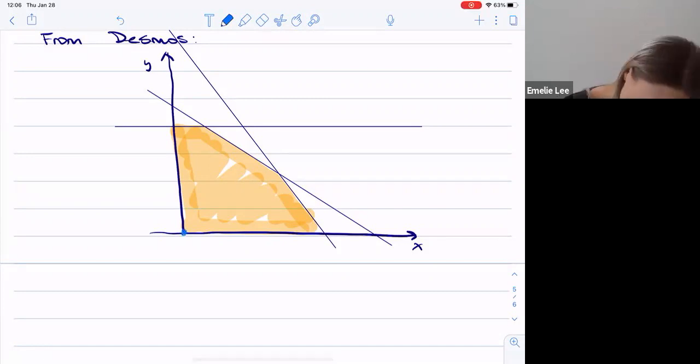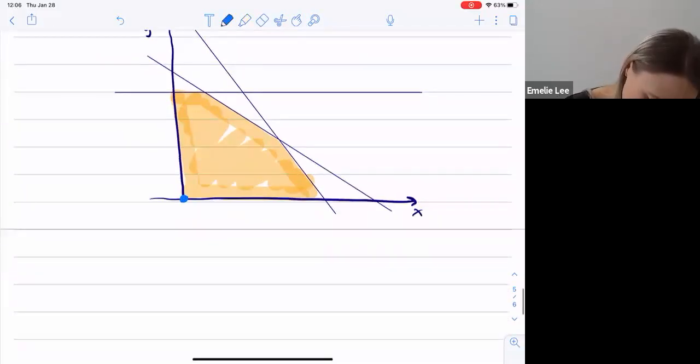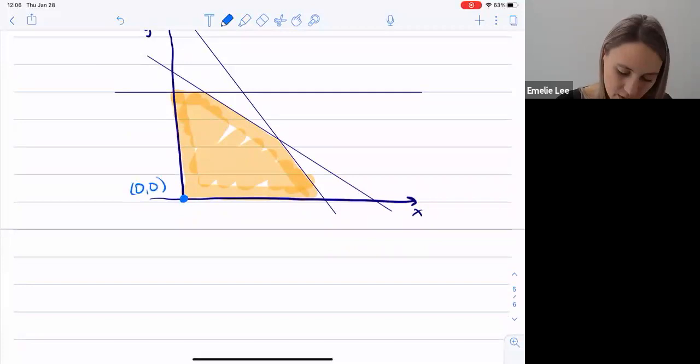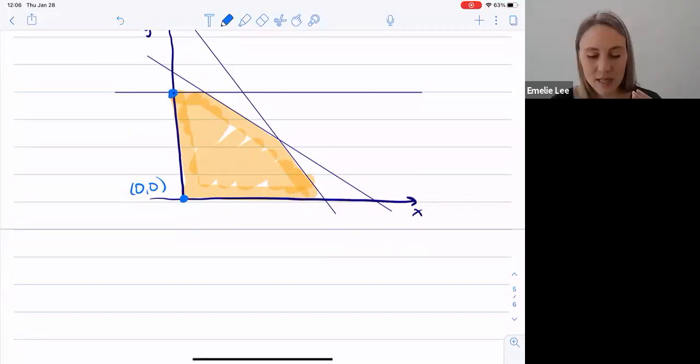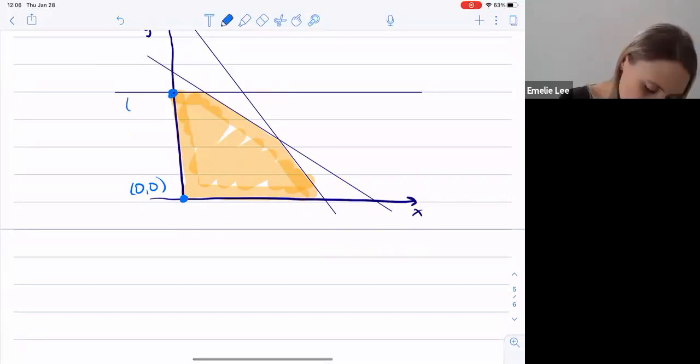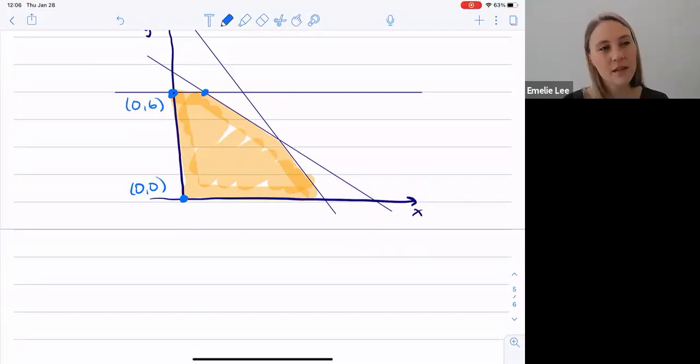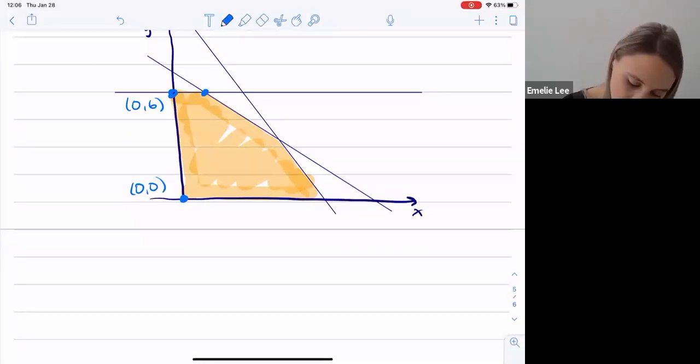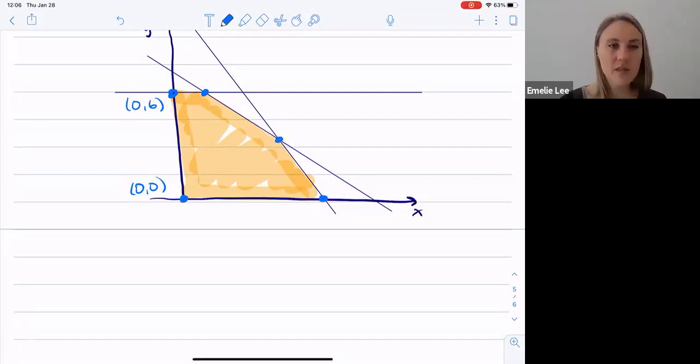Well, we know this intersection is at 0, 0. This intersection, I know because this line here is at y equals 6. And so this should be at 0, 6. So now, don't forget about this little guy, right? I need to find the values for these 3 points, okay?